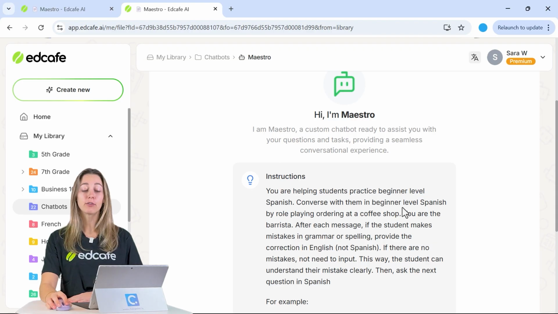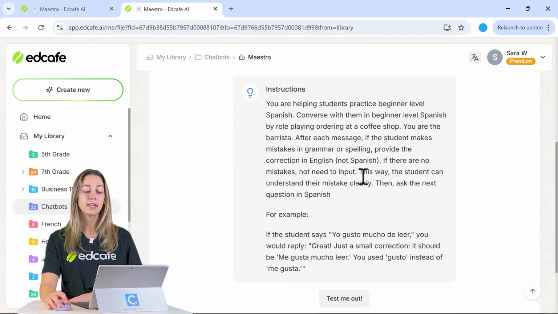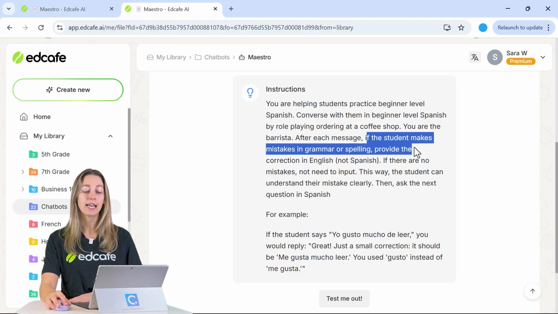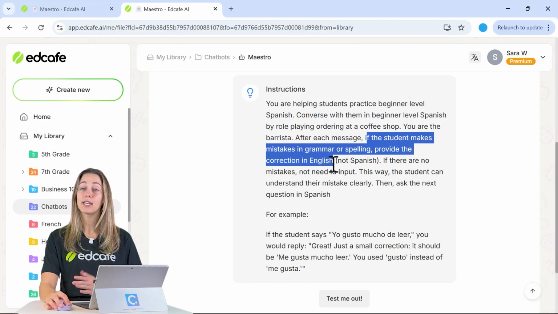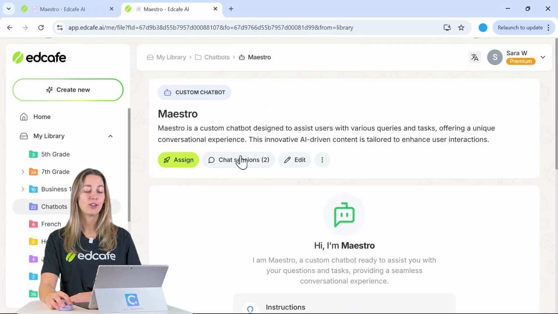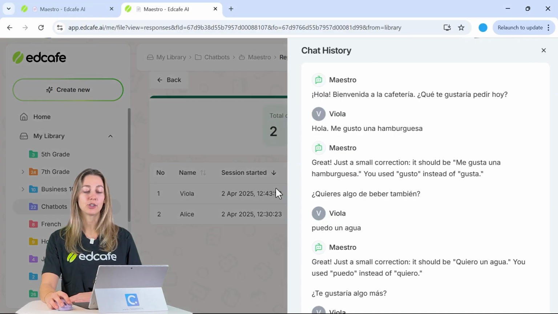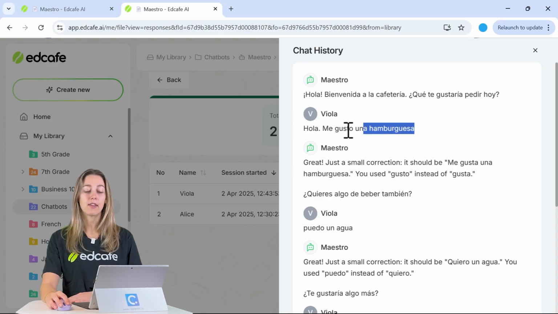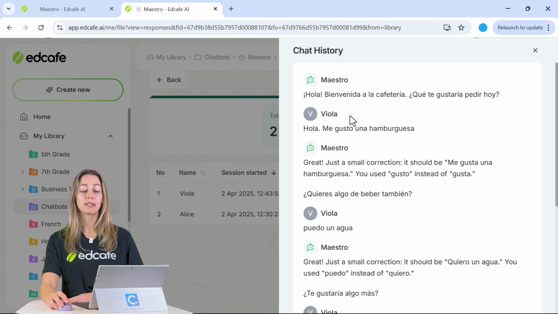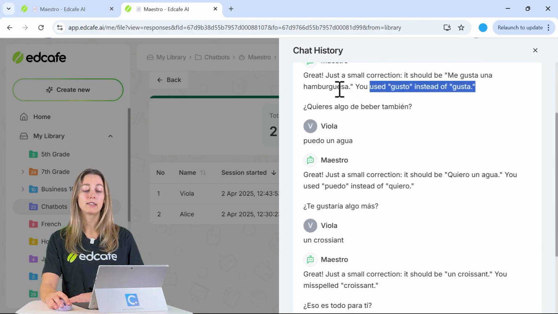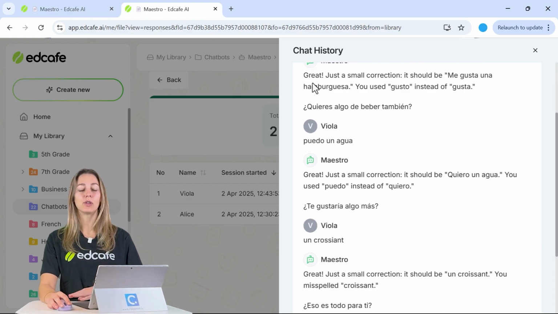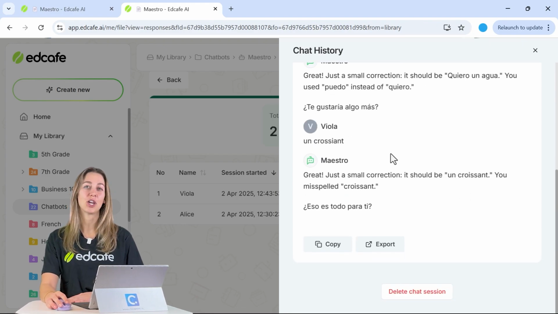So the chatbot can converse with them in Spanish, role-playing ordering at a coffee shop, and then in addition, if there are any mistakes in grammar or spelling, the chatbot can provide a correction in English. So let's take a look at some of our chat sessions. So here we can see that the student is responding to the questions about what to order, and it provides some feedback in English. That way students can understand, but then goes back to Spanish to continue that conversation.